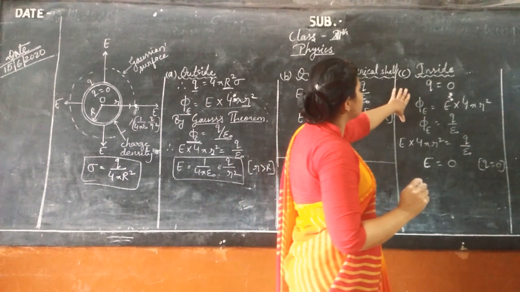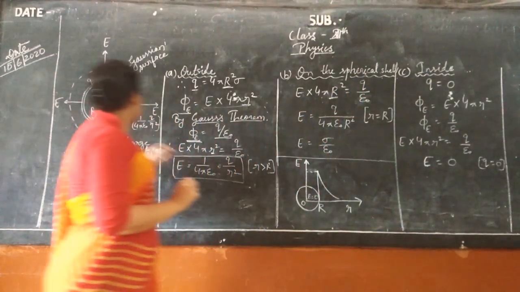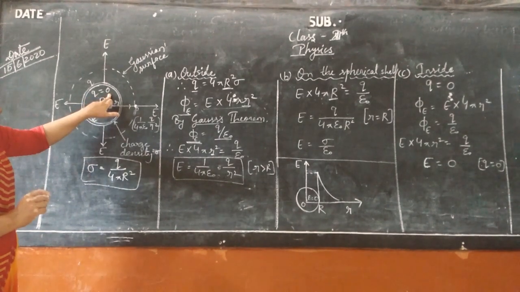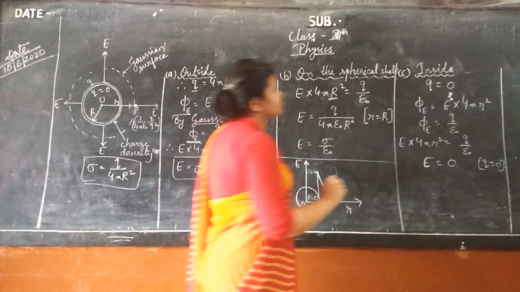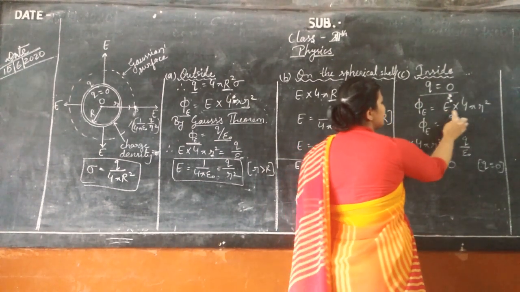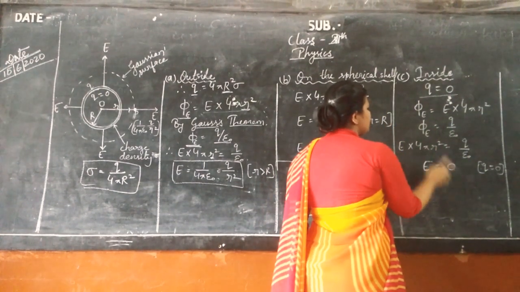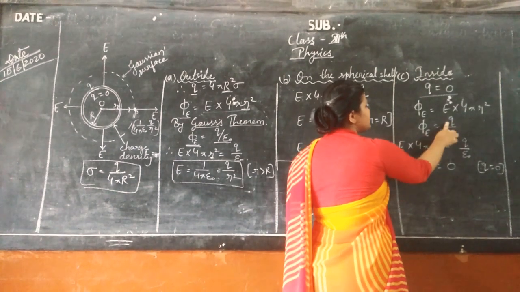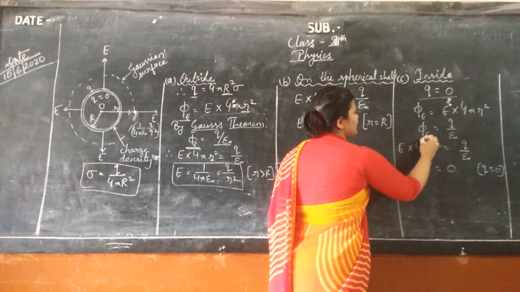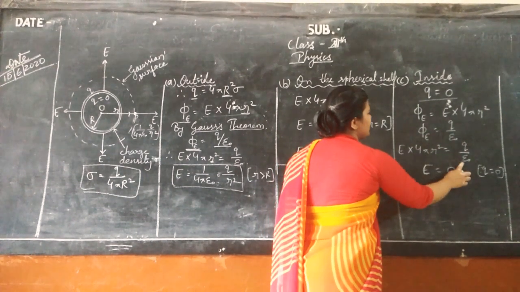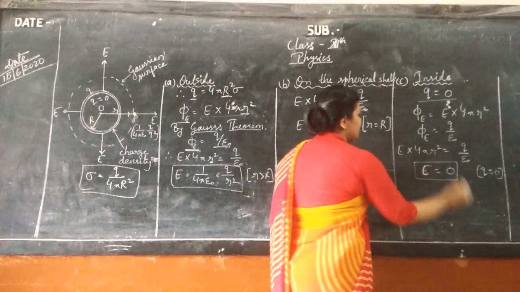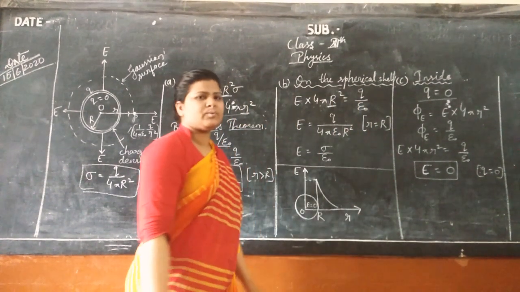Then third point, inside the shell, as I have already told you, Q equals to 0. So Q equals to 0, phi E equals to E into 4 pi r square. By Gauss's theorem, phi E equals to Q upon epsilon naught. Both are the values of phi E. When we equate them and put the value of Q, the total electric field inside the shell will become 0.